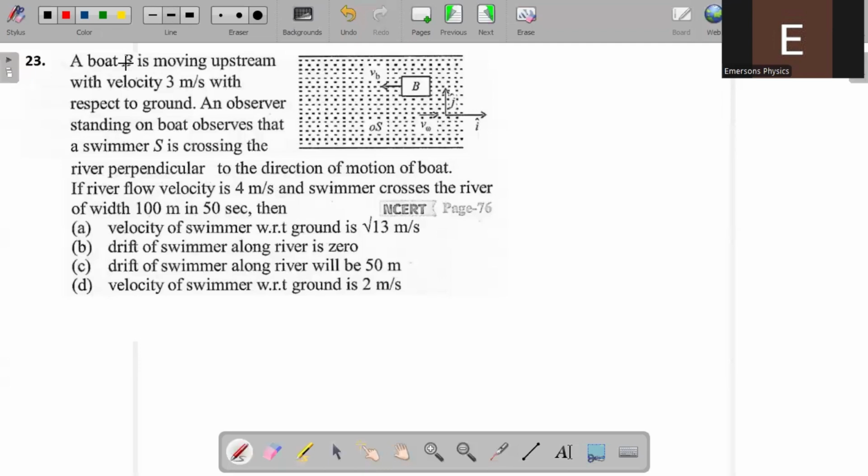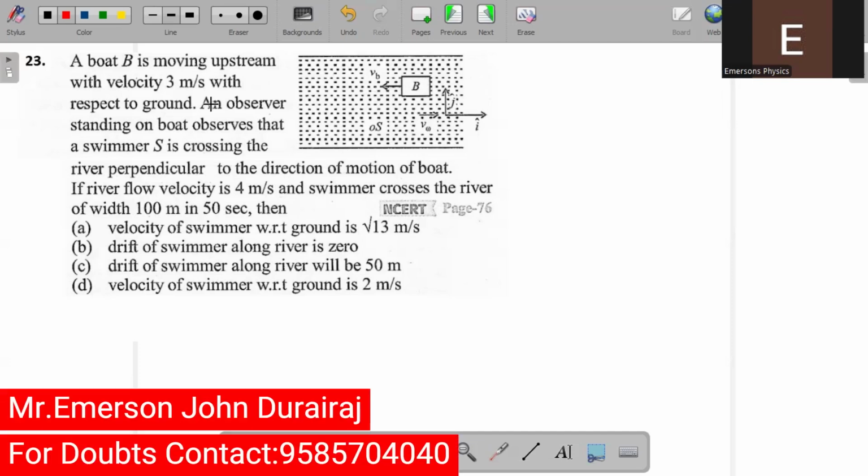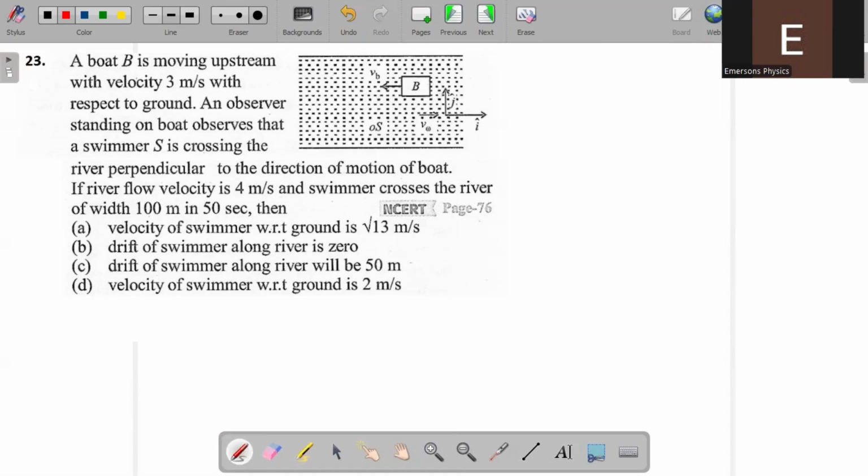A boat B is moving upstream with a velocity 3 meters per second. So the boat is moving opposite to the river with a velocity with respect to the ground. So the velocity of the boat is minus 3 i cap, and it's going in the minus x-axis.